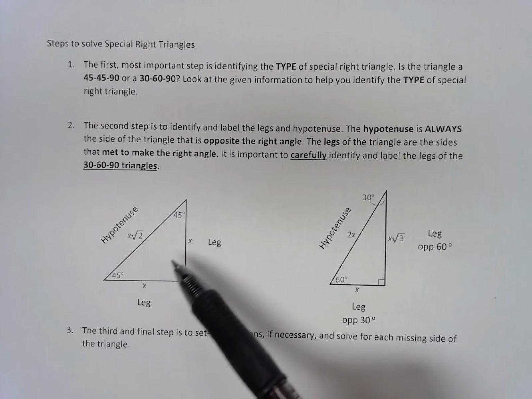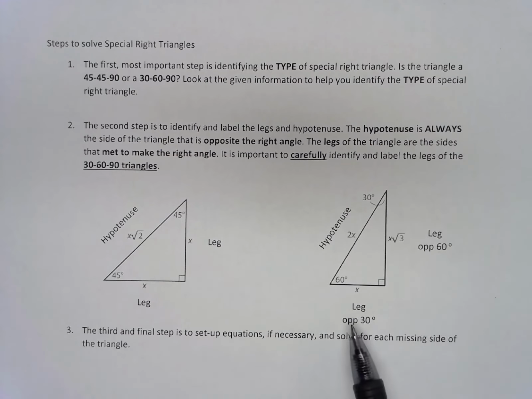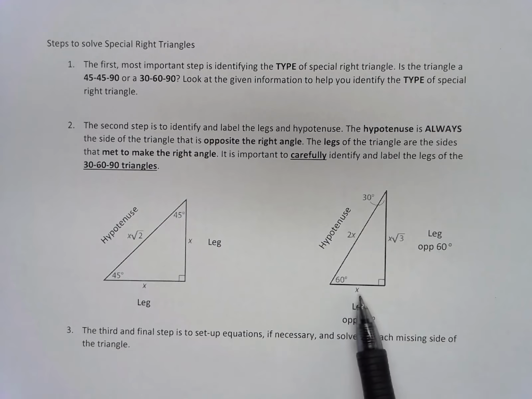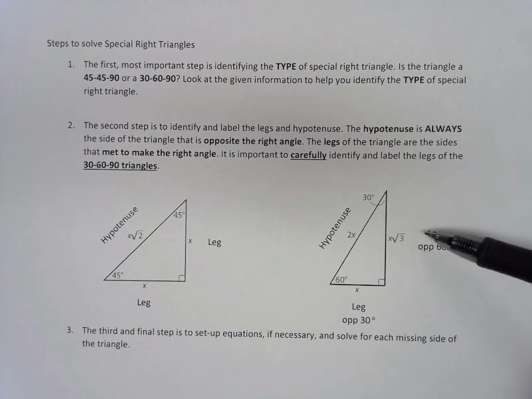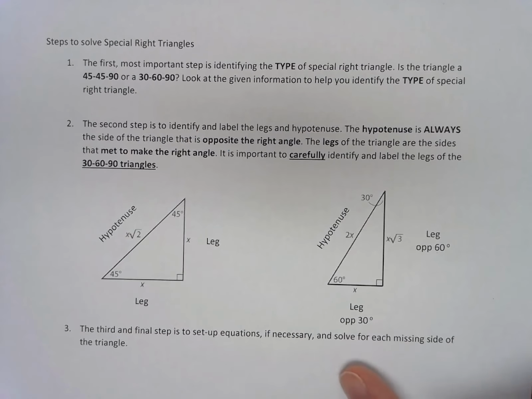In a 45-45-90 both legs are equivalent, whereas in a 30-60-90 it is important that the leg across from the 30-degree angle is your smallest side, and the leg opposite the 60-degree angle is going to be x, the square root of 3. And the third and final step is to set up the equations to solve for the missing sides. So let's look at our first example.